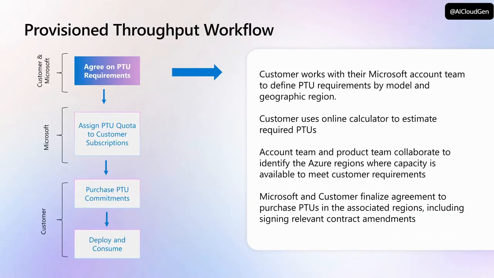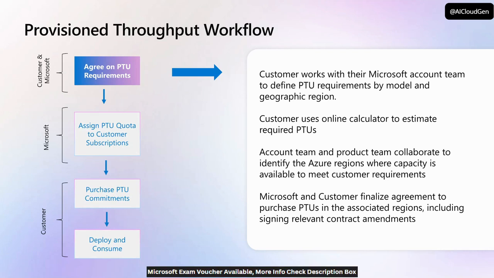Let us quickly look at how the provisioned throughput workflow really works. If you have decided as an organization that you want to provide consistent performance for your end users and you want to purchase provisioned throughput units, normally customers work with the Microsoft account team to define their provisioned throughput requirements by model and geographic region. Then the customer will use the online calculator to estimate the required PTUs, and the account team and product team will collaborate with the customer to identify which Azure regions have capacity available to meet the customer's needs.